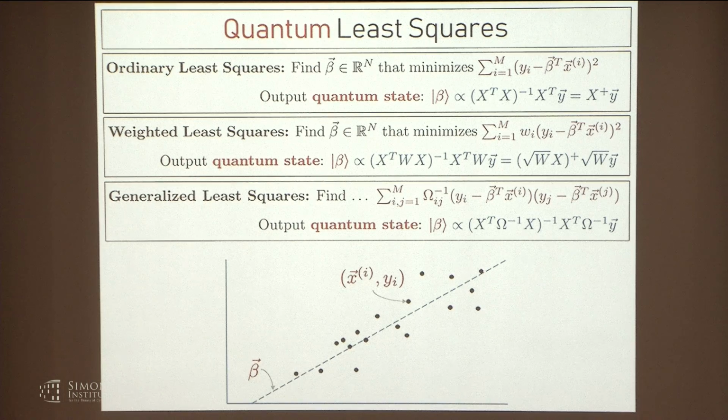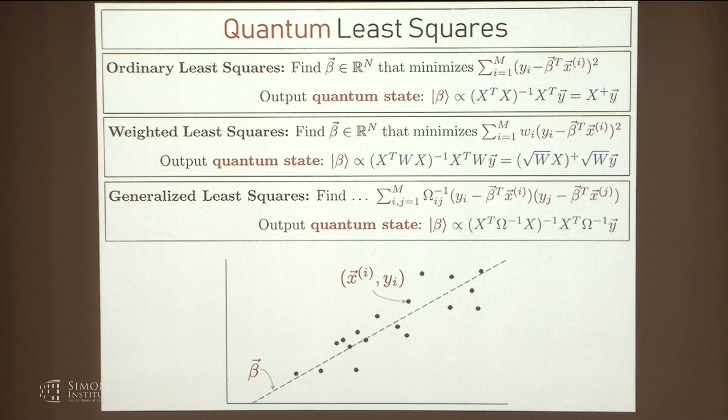And the hope is that since least squares comes up in so many different applications, maybe in some of them, it could be good enough in some cases to get a quantum state beta. Although I have to admit, I don't know of such an application. I'm not going to talk about how this might actually be useful. I'll just talk about how we might be able to solve some of these problems, which I'll call quantum ordinary least squares, quantum weighted least squares, and quantum generalized least squares.